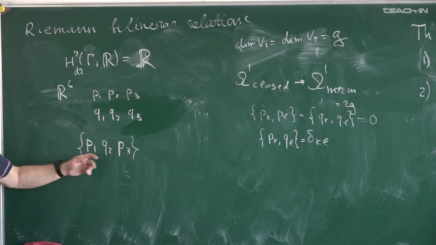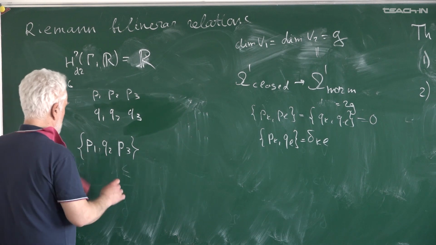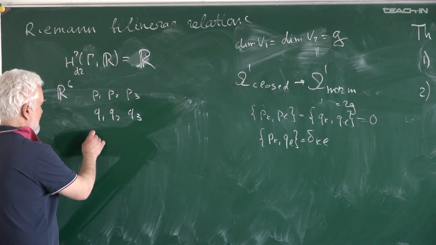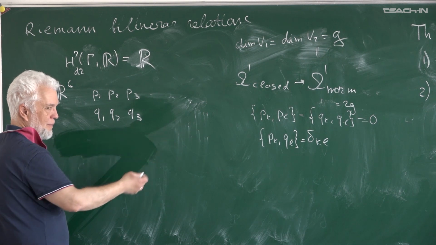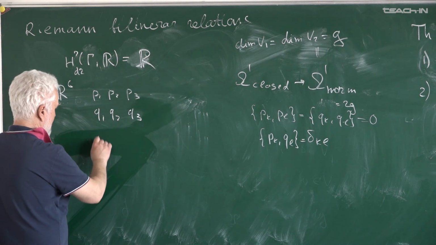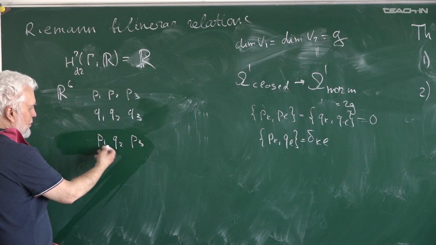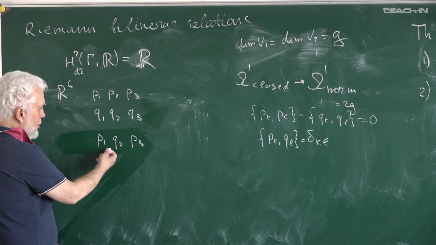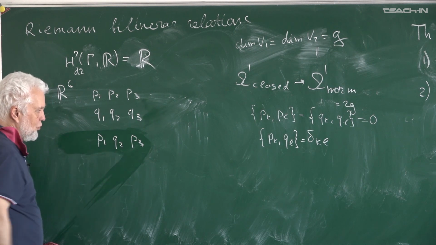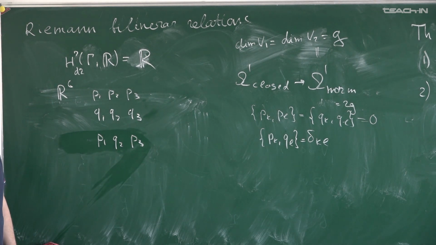How to find Poisson brackets in 3? No, I think not Poisson brackets, the subspace. Consider the space P1, Q2, P3. You have 3 Poisson brackets. P1, P3 is 0. P1, Q2 is 0. Q2, P3 is 0. So it's Lagrangian. Okay? Okay, Lagrangian subspace. Yes.